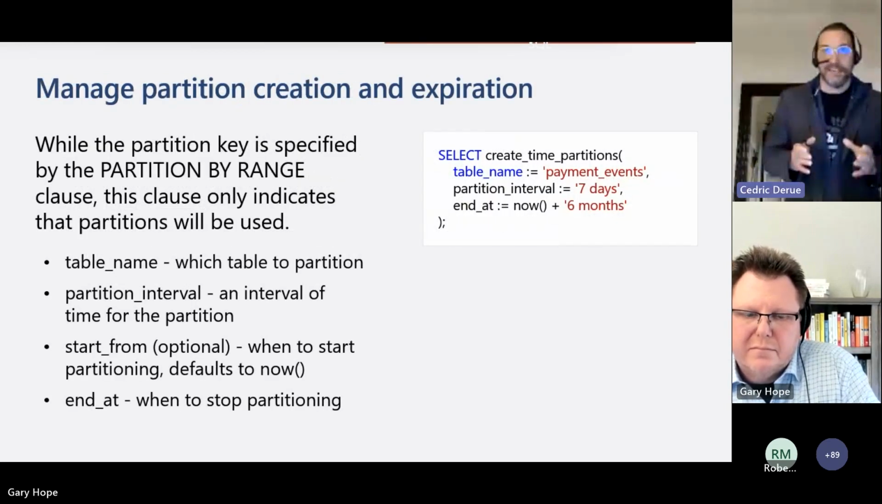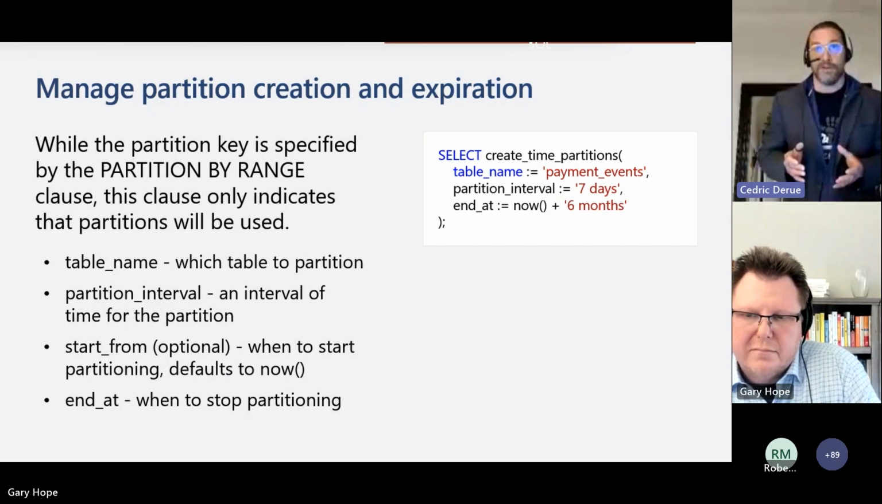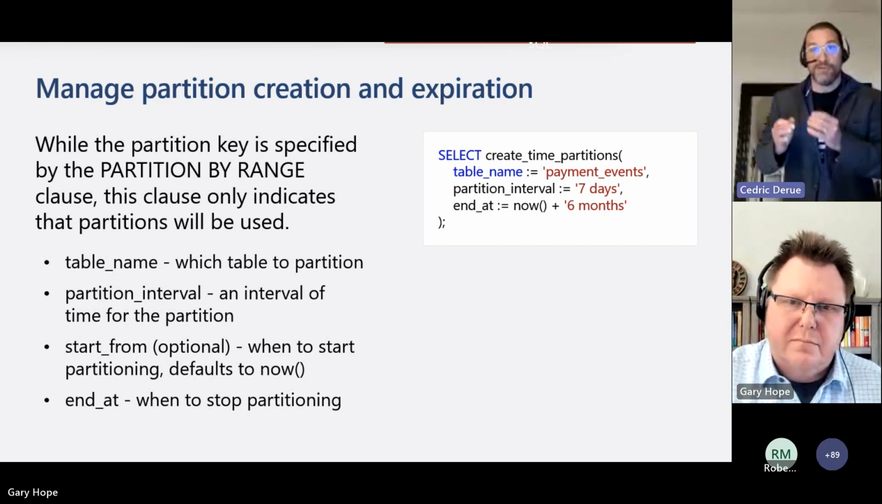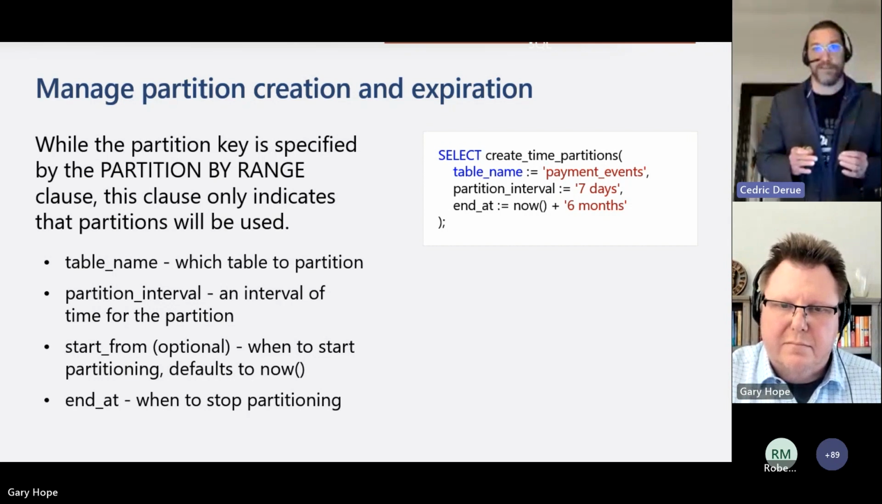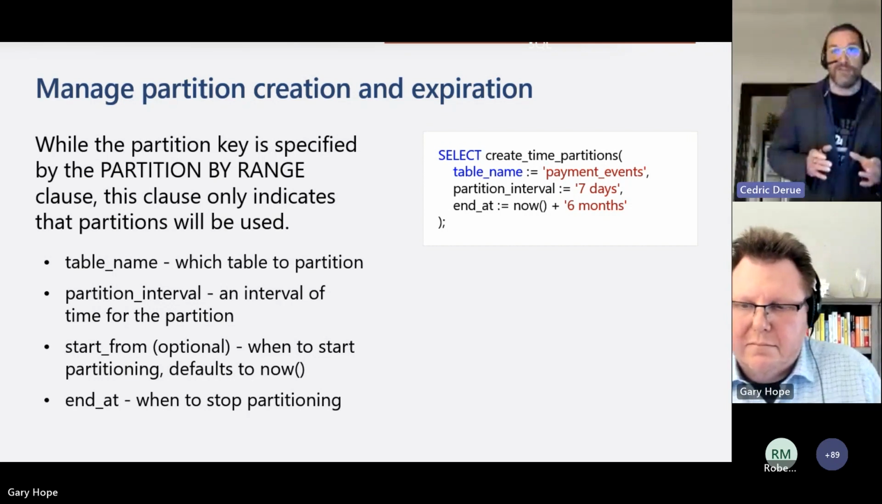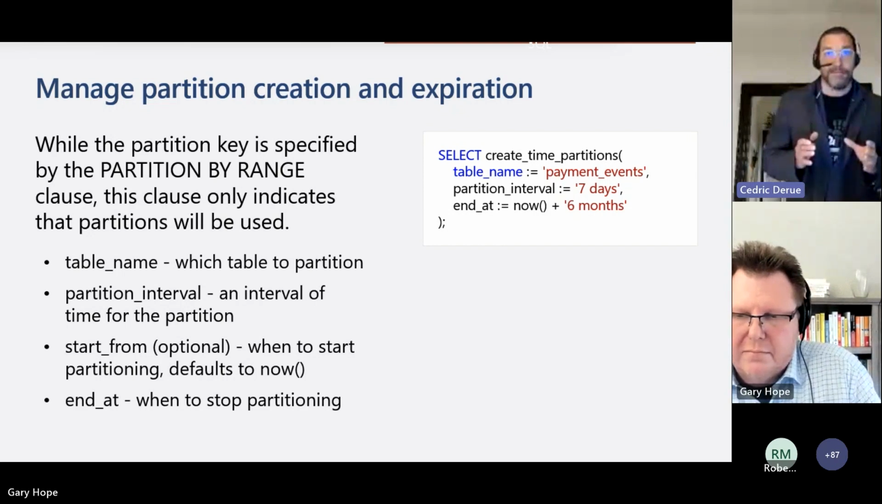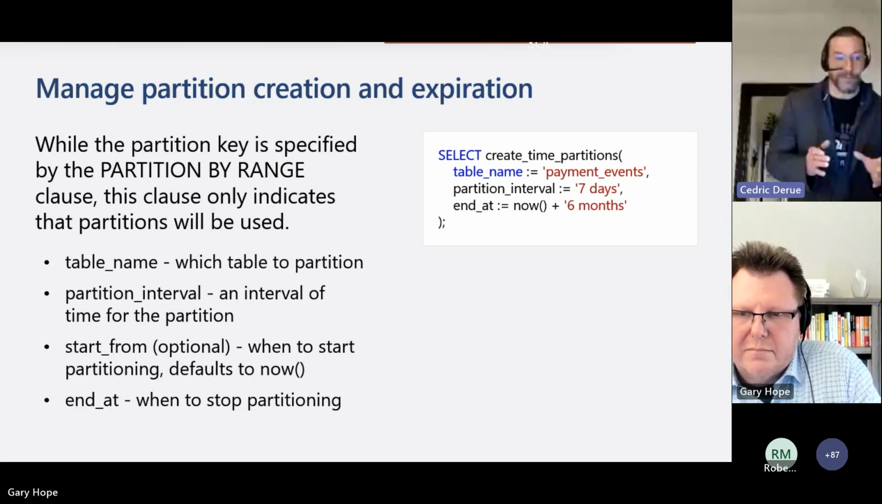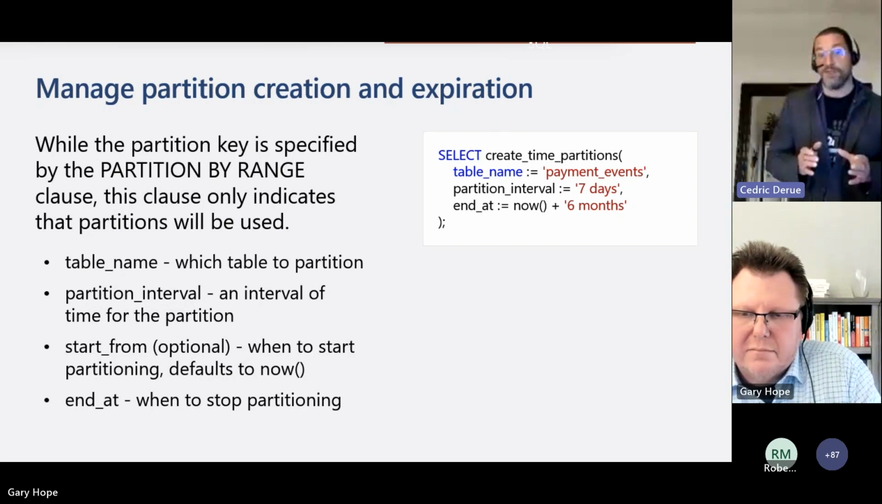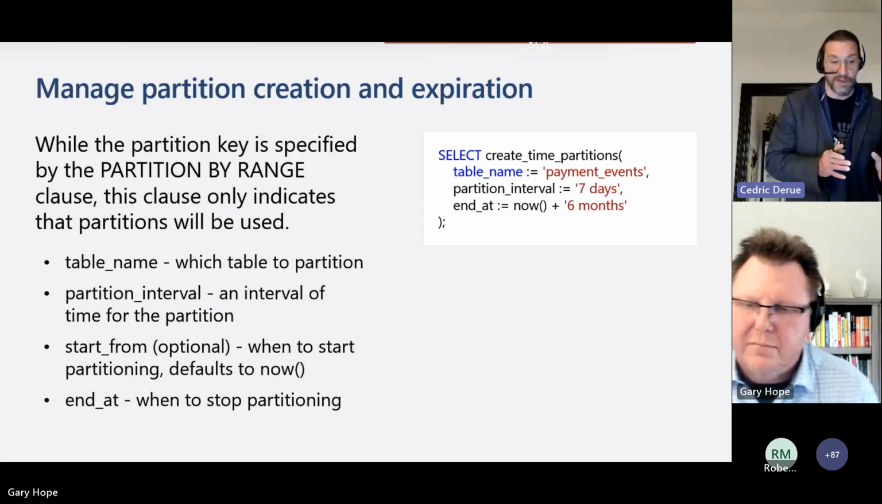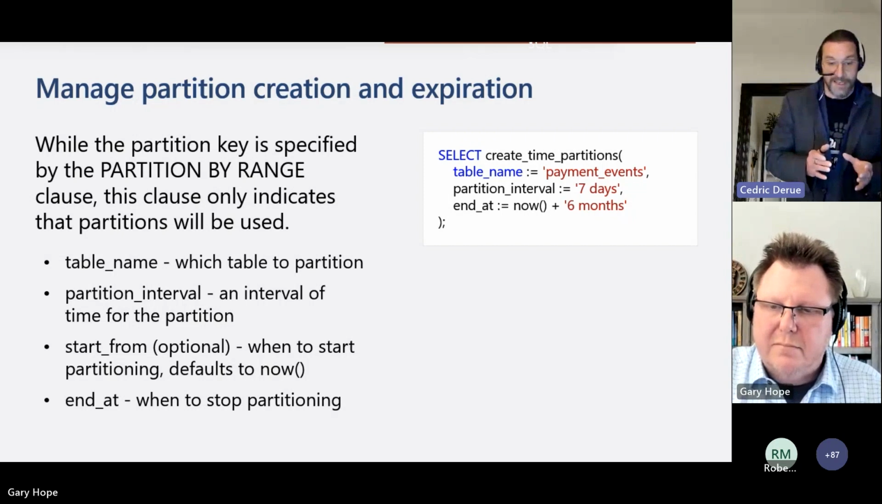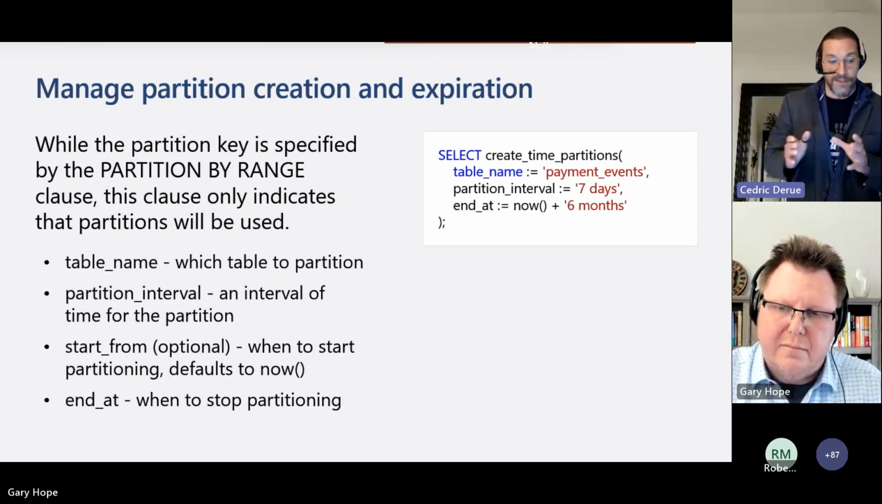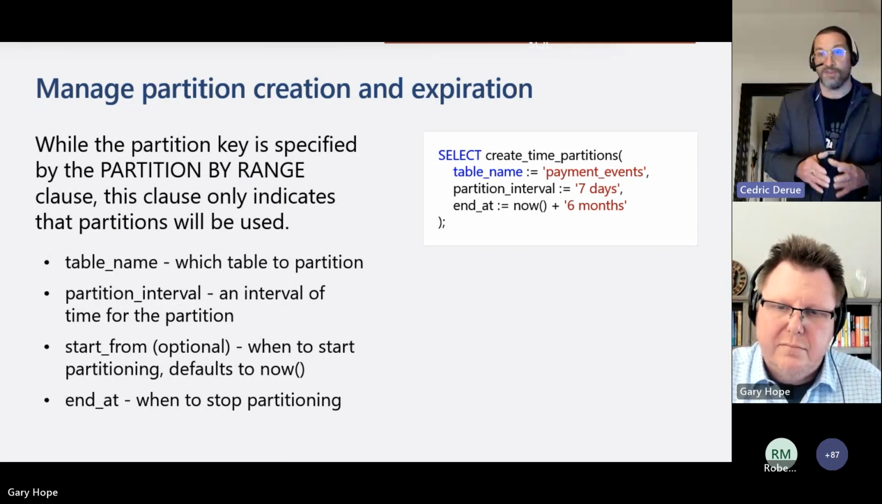While the partition key is specified by the PARTITION BY RANGE clause, this clause only indicates that partitions will be used. The partitions need to be created and dropped outside the table creation process. The create_time_partitions function is used to create the time series partitions with the following parameters. The table name specifies which table to partition. The partition interval specifies an interval of time for each partition. The start_from parameter is optional and specifies when to start partitioning. The default value is now. And finally, the end_at parameter specifies when to stop partitioning.